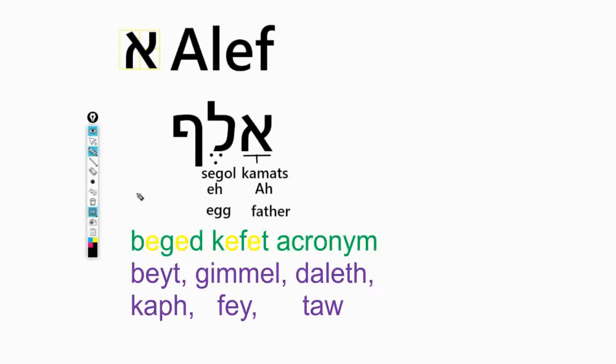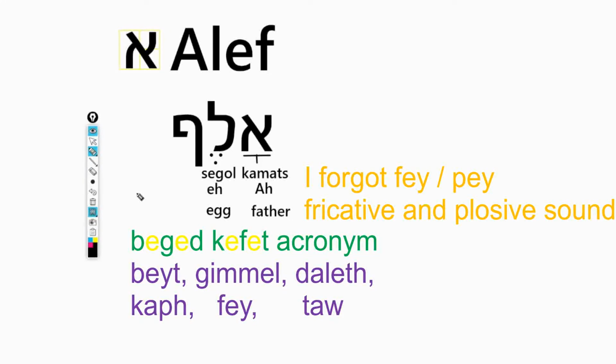Okay, now to the Kaf. The Kaf has a hard K sound. K, K. And again, you're putting your tongue to the roof of your mouth and saying K, a plosive sound. If you didn't put your tongue all the way to the roof of your mouth, but just slightly blocked it, it would have a H, H, H. And that would be the fricative sound.